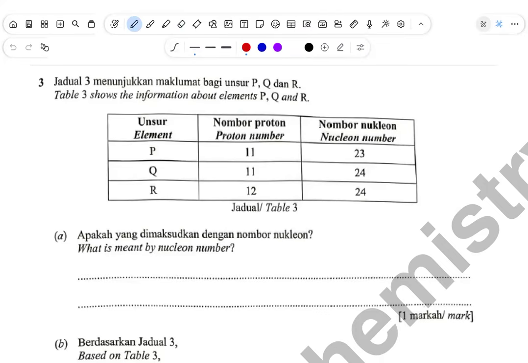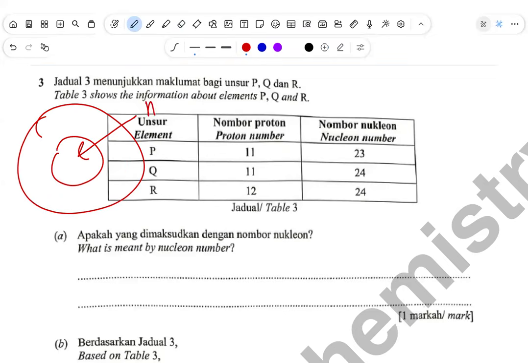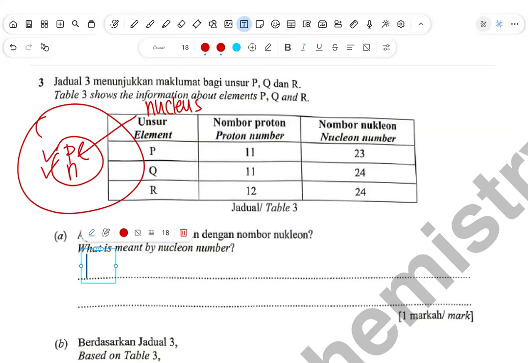So guys, first of all, you must know what nucleon number is. In your atom, there is a middle part. This middle part is called the nucleus. In the nucleus, you have proton and neutron. The total number of proton and neutron is called nucleon number. Let me tell you one of the common answers from many students. Quite a lot of students, they will do this.